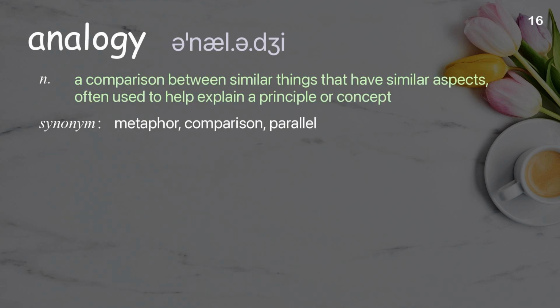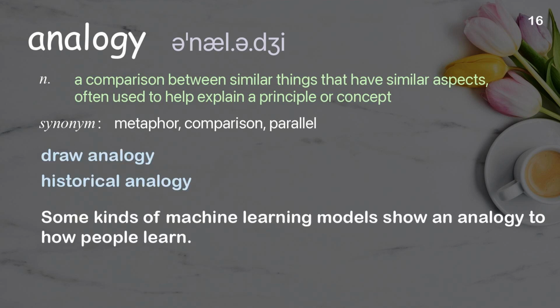Analogy. A comparison between similar things that have similar aspects, often used to help explain a principle or concept. Examples. Draw analogy. Historical analogy. Some kinds of machine learning models show an analogy to how people learn.